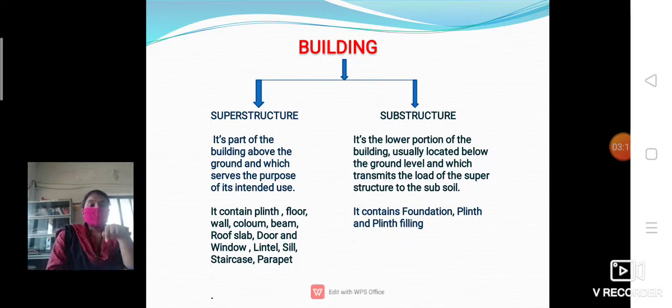What about the load distribution? Load bearing structure is a type of structure; then frame structure, composite structure, that you know already. So what is the load transmission in them? In the load bearing structure, load transmits from slab to wall, wall to footing. And in the case of frame structure, slab to beam, beam to column, column to footing.